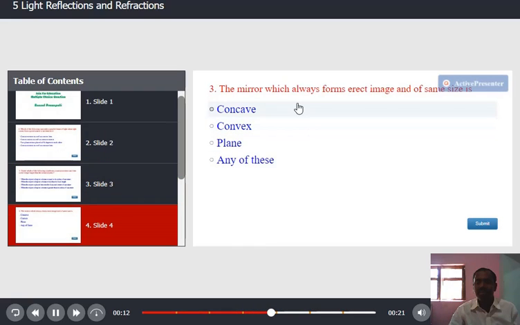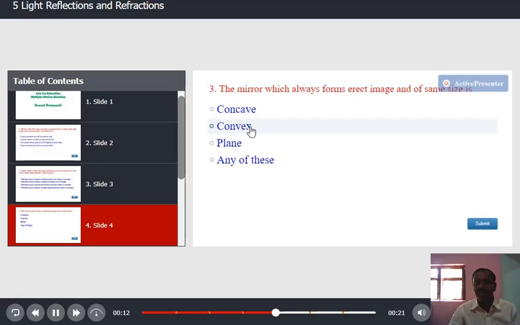This is the third question. The mirror which always gives an erect image of the same size is... Concave. In case of concave mirror, we get same size, larger than the object and shorter than the object. So this is not the correct option.